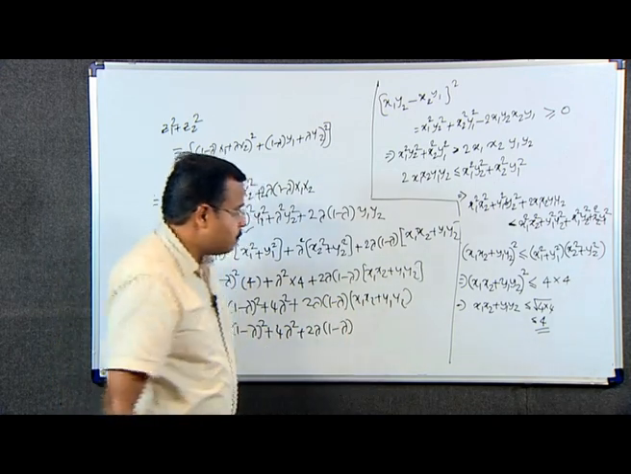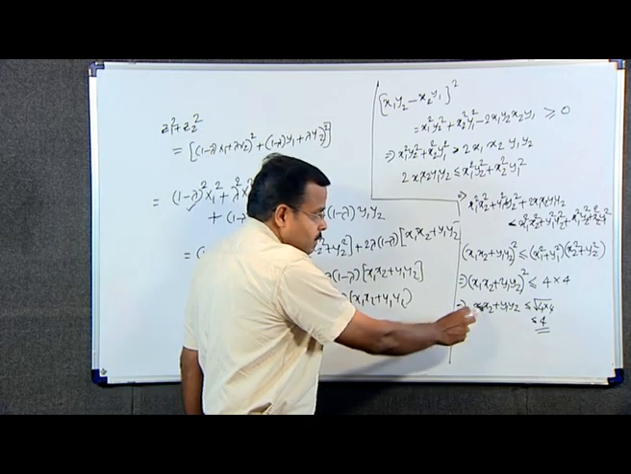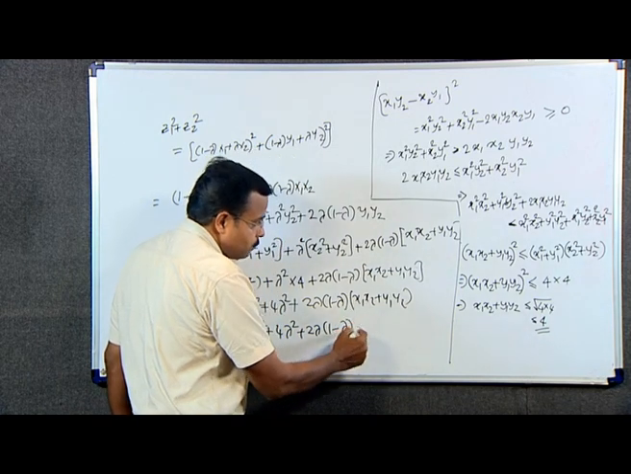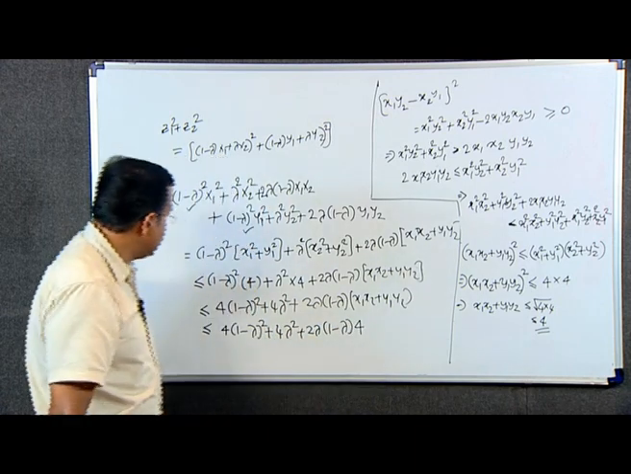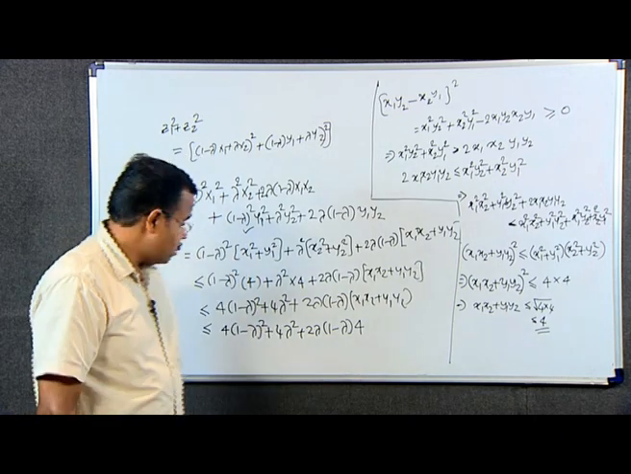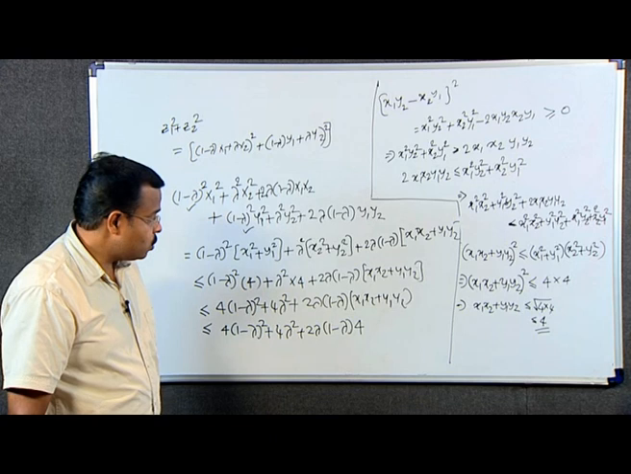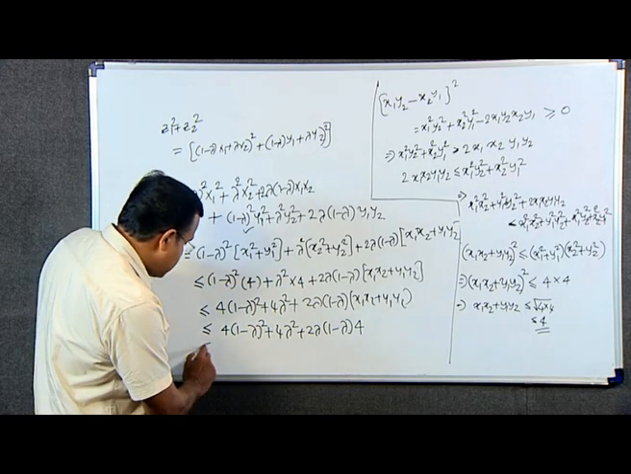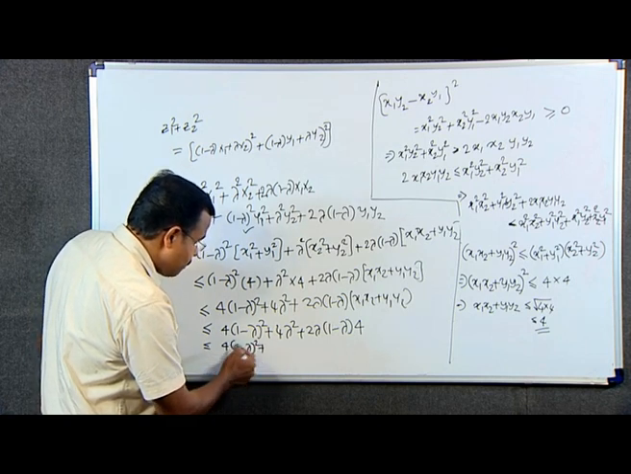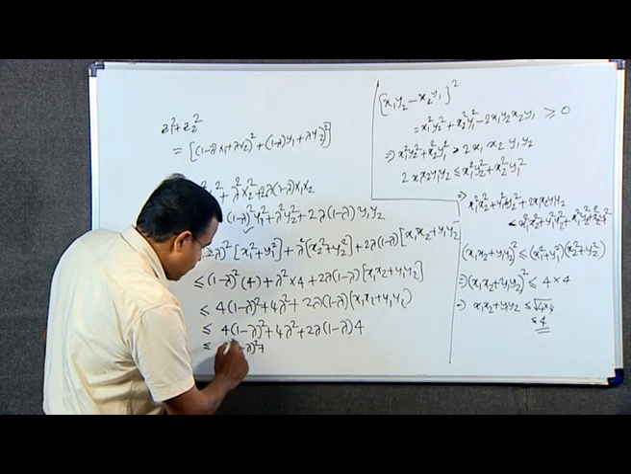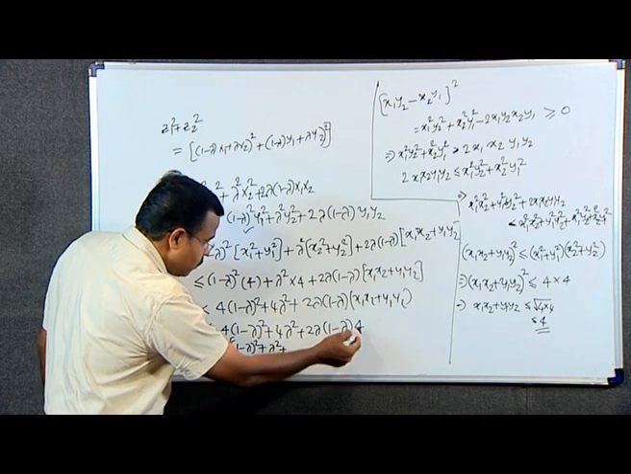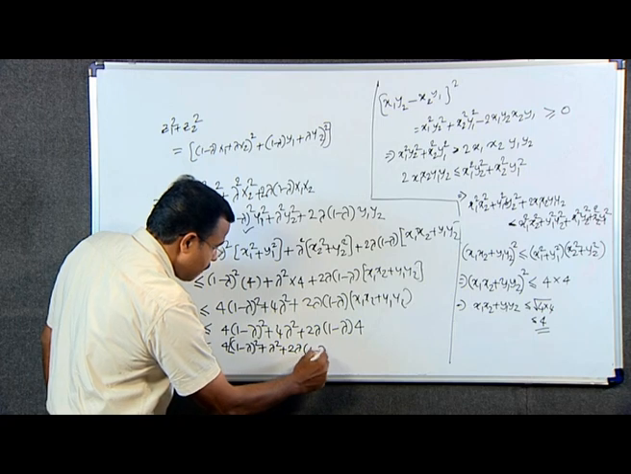Here we have x1 x2 plus y1 y2, but now we proved x1 x2 plus y1 y2 is less than or equal to 4. So, if we substitute 4 here, there is no change in the inequality. So, we are getting z1 square plus z2 square less than or equal to 4 into (1 minus lambda) whole square plus 4 into lambda square plus 2 into lambda into (1 minus lambda). That means, 4 can be taken out, then (1 minus lambda) whole square plus lambda square plus 2 lambda into (1 minus lambda).